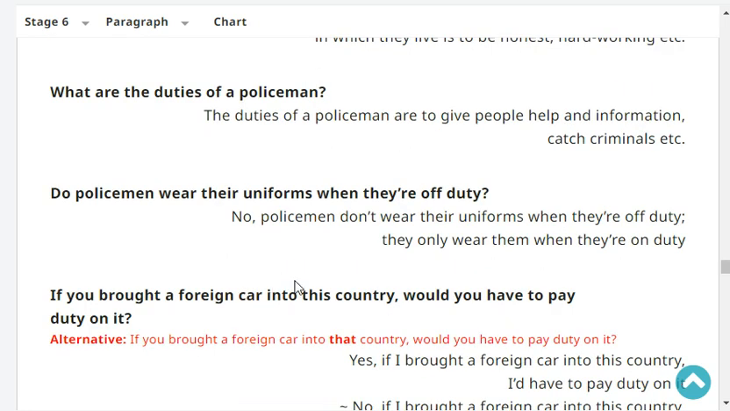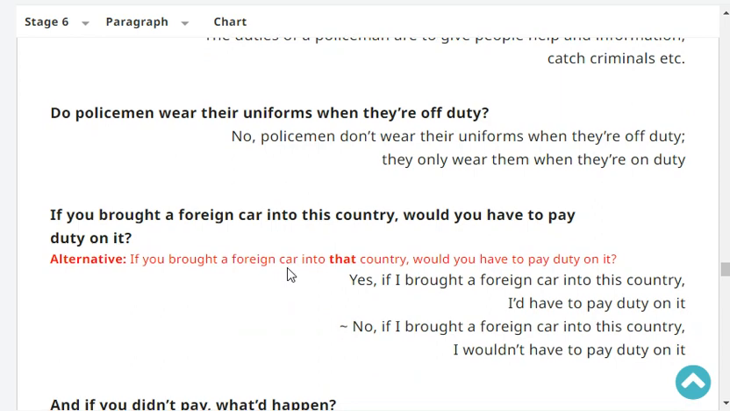Do policemen wear their uniforms when they're off duty? No, policemen don't wear their uniforms when they're off duty. They only wear them when they're on duty. One more from the start. No, policemen don't wear their uniforms when they're off duty. They only wear them when they're on duty. Very good.